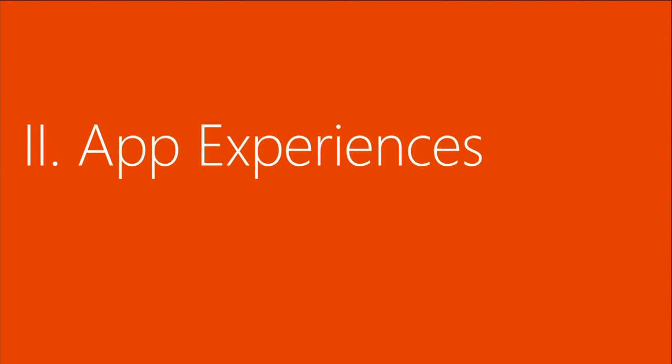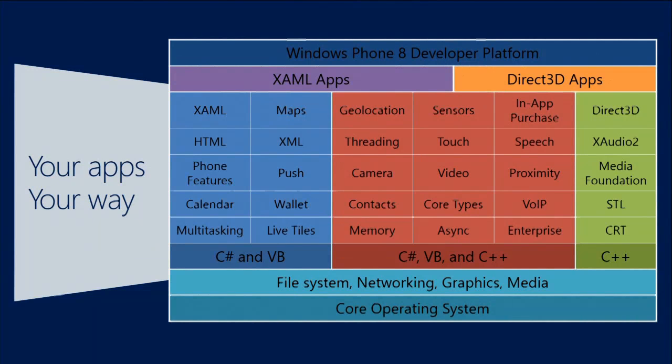So let's talk about how you build apps. This is an overview of the developer platform available for Windows Phone developers. You can choose between using C#, VB.NET, and you can also use C++. Adding C++ is pretty important, and we will talk about it a little bit. There's a huge library you can use for the camera, threading, touch, video, etc. Everything you need will be there.